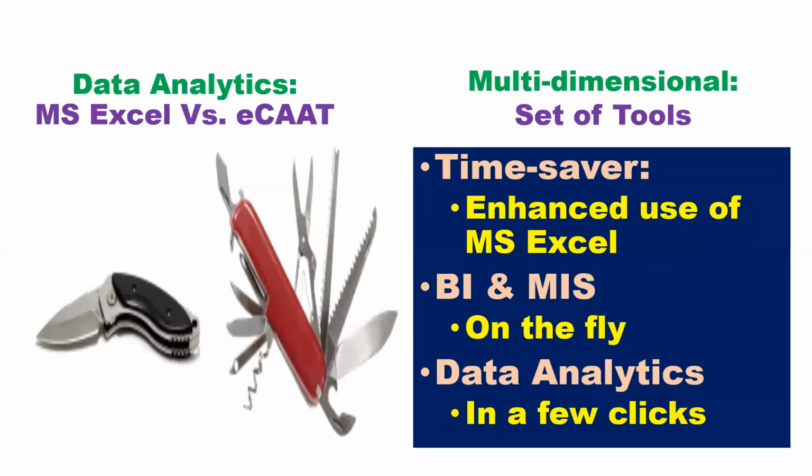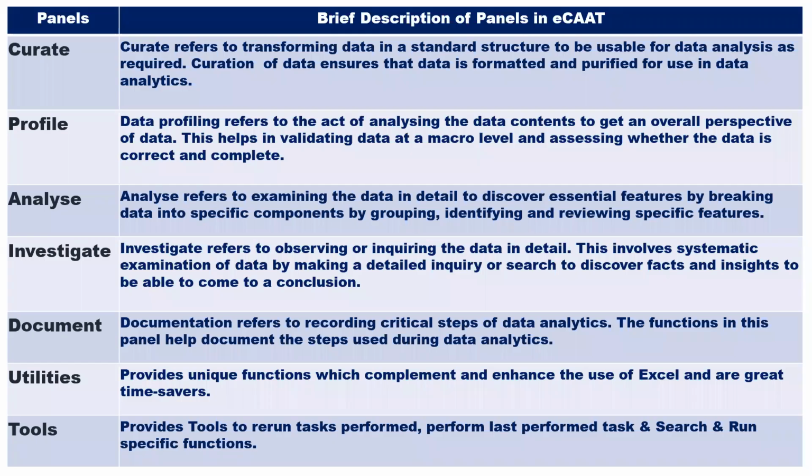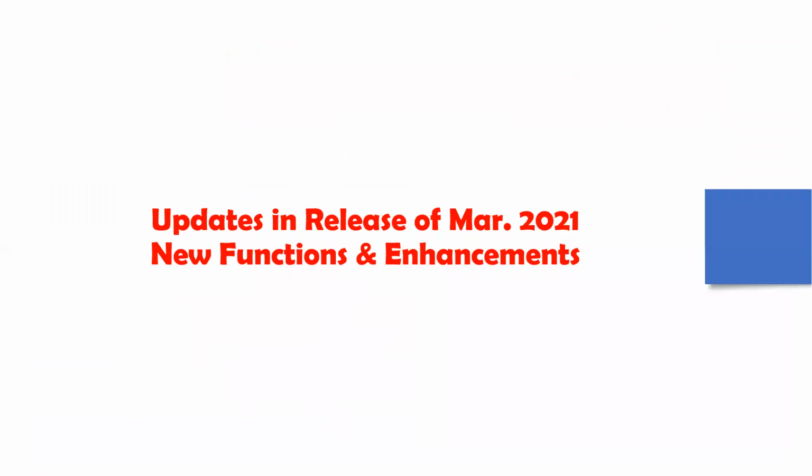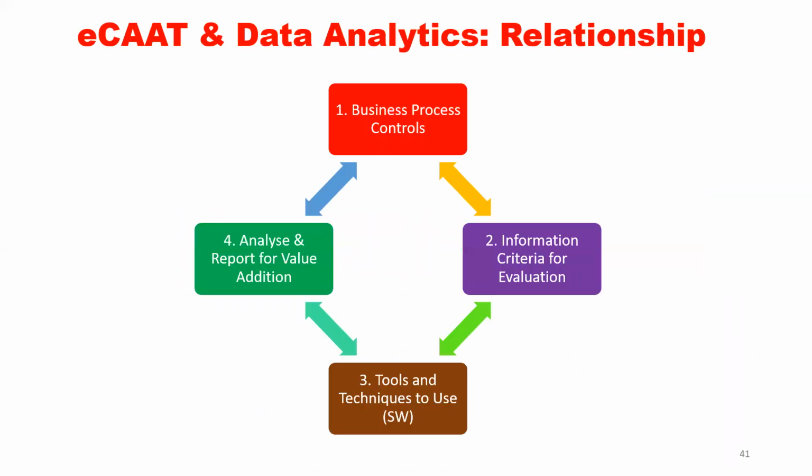So this gives you the complete summary of what data analytics is all about, or eCAAT is all about. It's primarily a time saver and enhancer to Excel, and you can do BI and MIS on the fly. And the bottom line is you can do data analytics in a few clicks. These are the panels. These details are also available on the website. Now let me take you to the updates and release of March 2021 and the new functions and enhancements. Before that, let me just close this presentation.